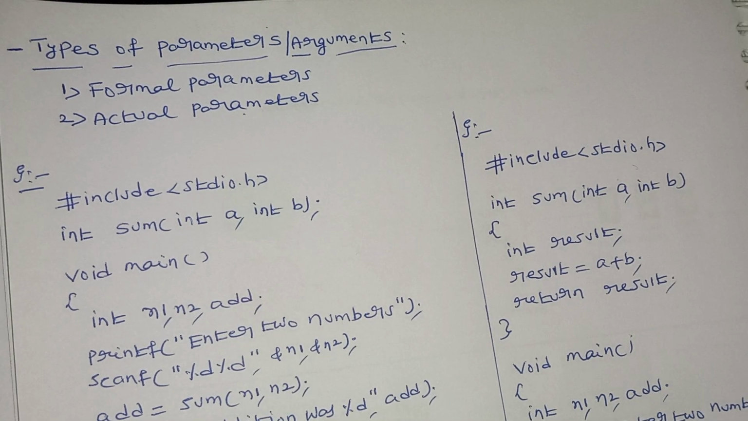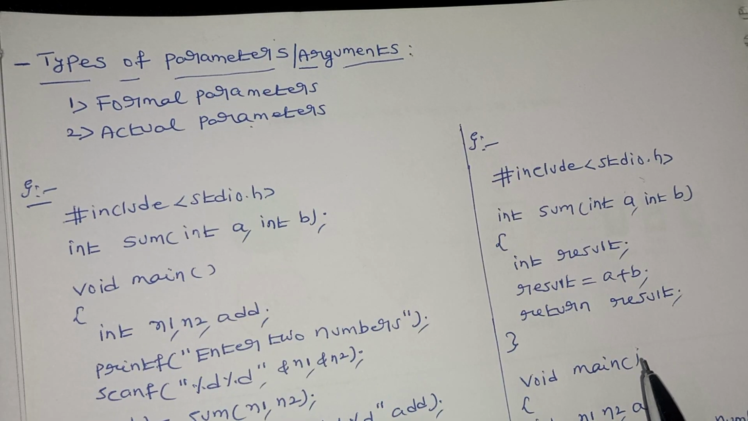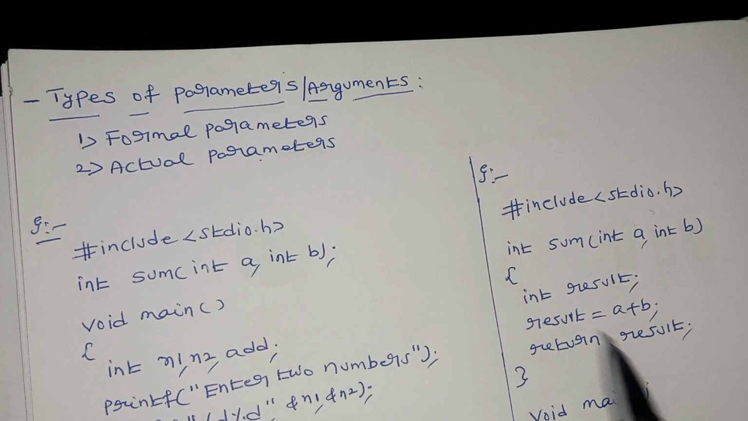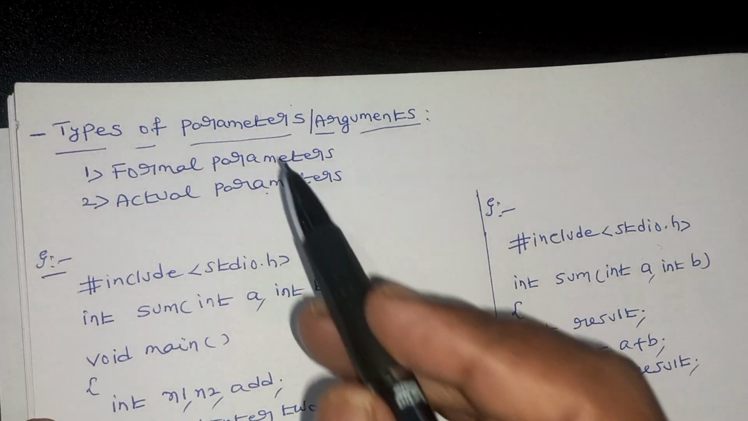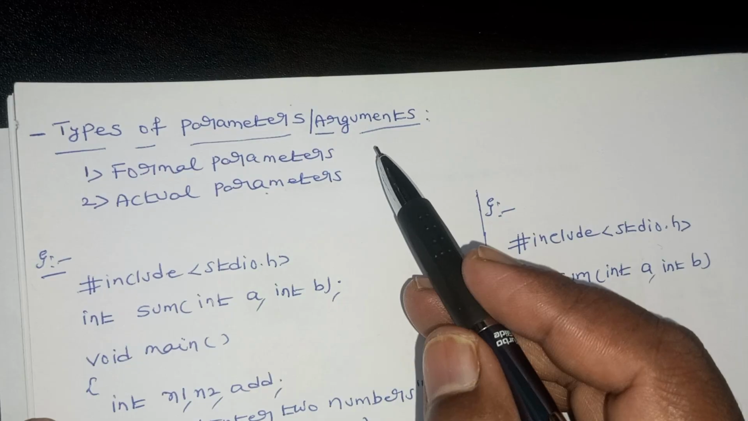Okay, now coming to an important concept in the C programming language. In the functions concept, it is very important. One is the types of parameters or types of arguments. Some textbooks call them parameters, and some textbooks call them arguments.